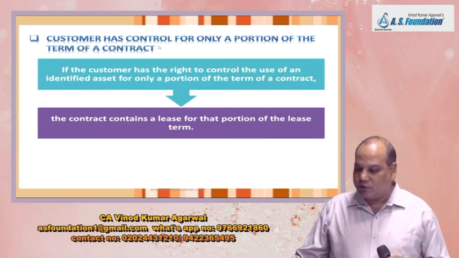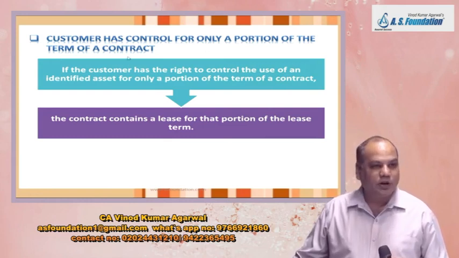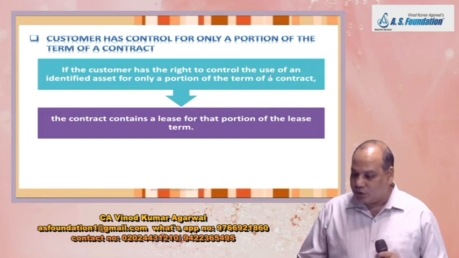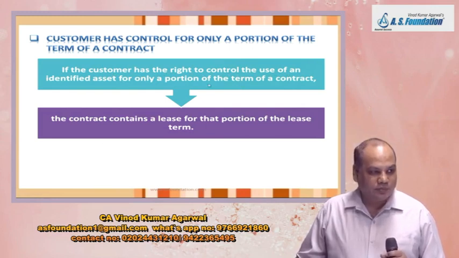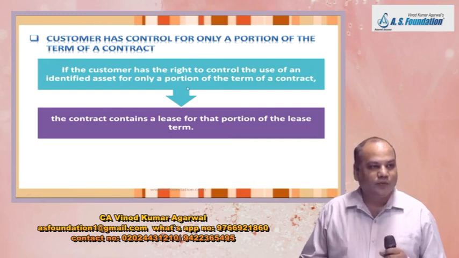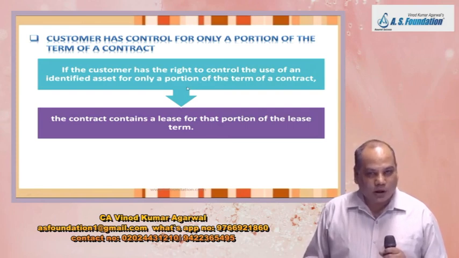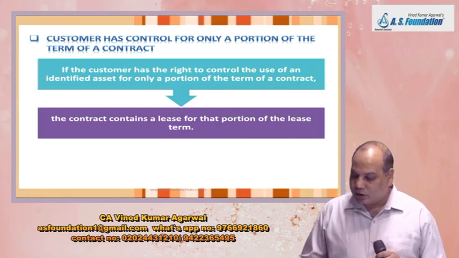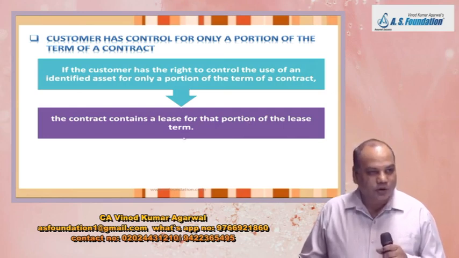What about a customer who has control for only a portion of the term of the contract? If the customer has the right to control the use of an asset only for a portion of the term of the contract, the contract may be 10 years. The customer may have a right to control the use of the asset only for 5 years. So is this standard applicable or not? Applicable. For how many years? For 5 years. The contract contains a lease for that portion of the lease term.